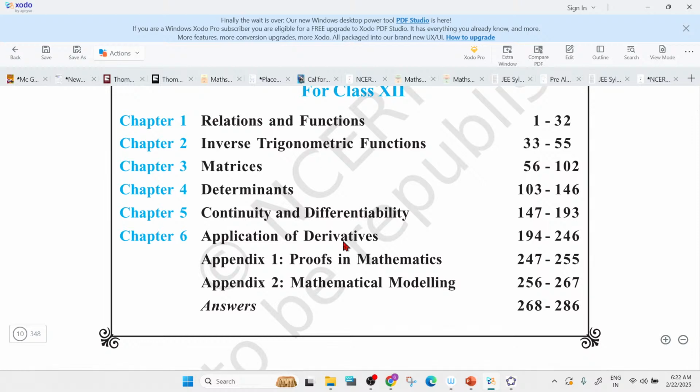At least from the board's perspective, you should get 100 on 100. How much is the exam for? The exam is for 80 marks. Oh, okay. 80 by 80, you should be able to get then. Just do one kind of thorough revision.